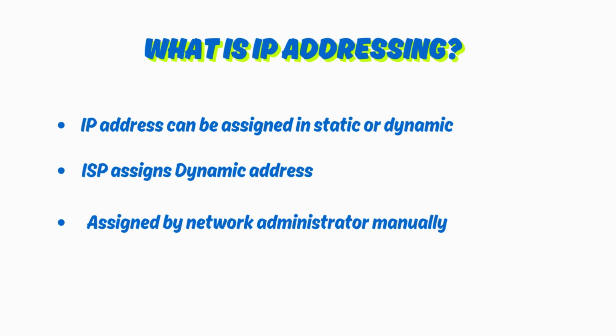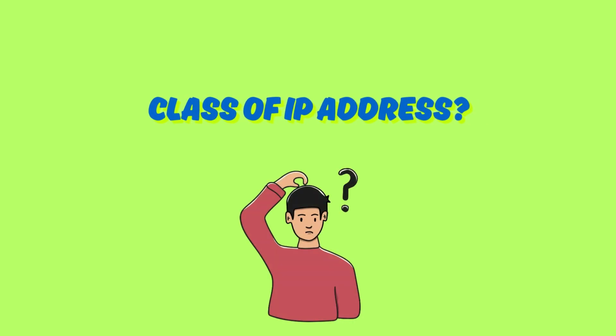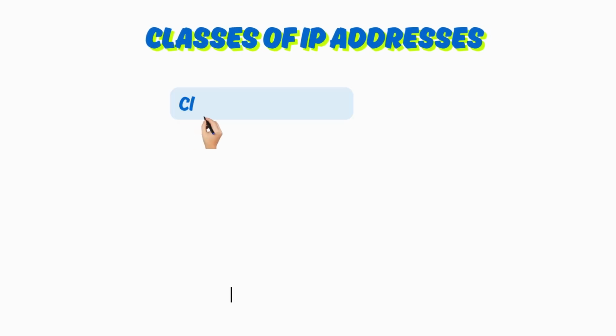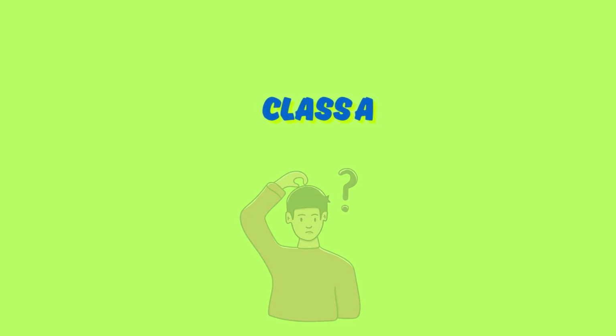After understanding the concept of IP addresses, now let's move on to discuss the different classes of IP address. The IP address can be divided into 5 classes: class A, class B, class C, class D, and class E. Let's understand every class of the IP addresses. First, we are going to start with class A.